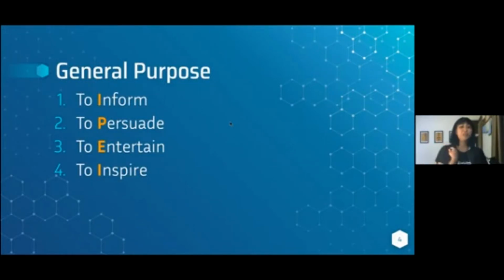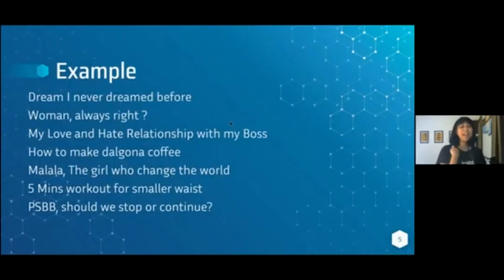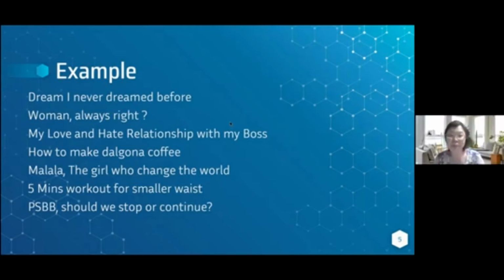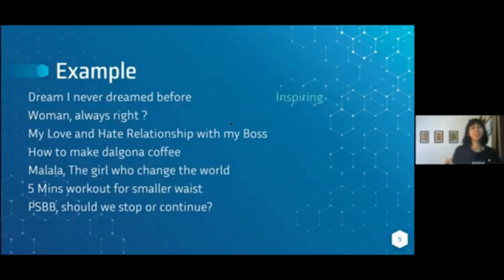Let us review our speeches from before, and how we can make them better in terms of purpose. So that's the general purpose. I give some examples here. If I have a title like "Dream I Never Dreamed Before," can you guess what the general purpose is? Is it to inspire, persuade, entertain, or inform? Inspire. Okay. "Dream I Never Dreamed Before" is to inspire.